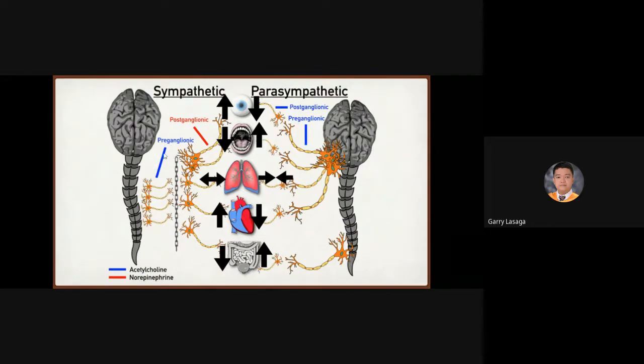So the one in green represents the preganglionic nerve. So they will release the neurotransmitter acetylcholine. So they are also known as cholinergic nerve. The one in red here is the postganglionic nerve. So they will release the norepinephrine. And they are also known as adrenergic nerve.